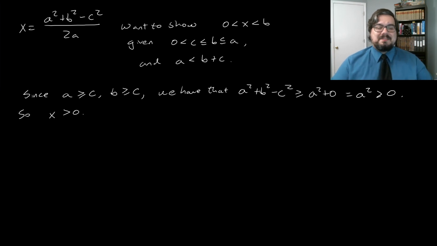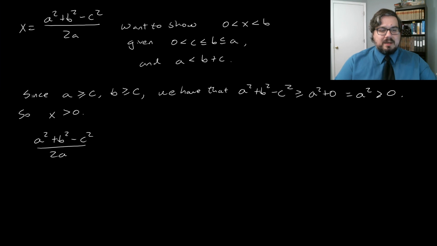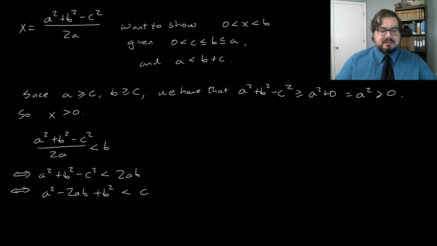To see whether this x value is less than b, we just need to do some manipulation. So we get a squared plus b squared minus c squared over 2a is less than b, if and only if a squared plus b squared minus c squared is less than 2ab. And now we can do a little more manipulation. This happens if and only if a squared minus 2ab plus b squared is less than c squared. Now the left-hand side of this can factor. This is a minus b squared.